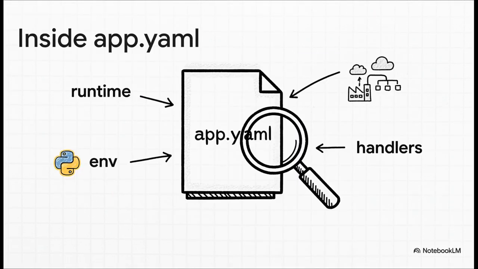So what's inside this file? Well, you're defining a few super important things. Runtime tells App Engine what language you're using, Python, Go, whatever, and sets up the environment. And then there's handlers. This part is like a traffic cop for your website. It tells App Engine which specific script to run when a user tries to visit a certain page or URL.